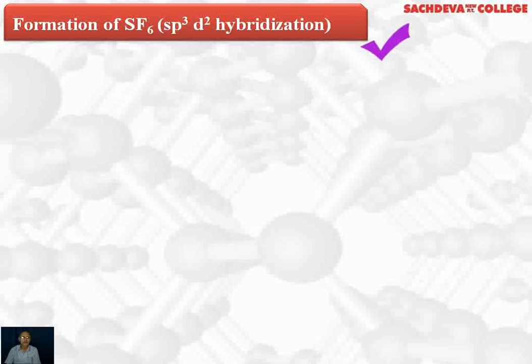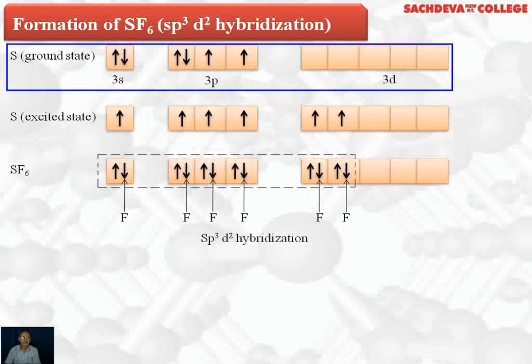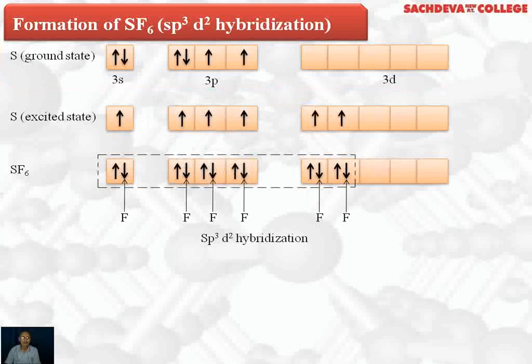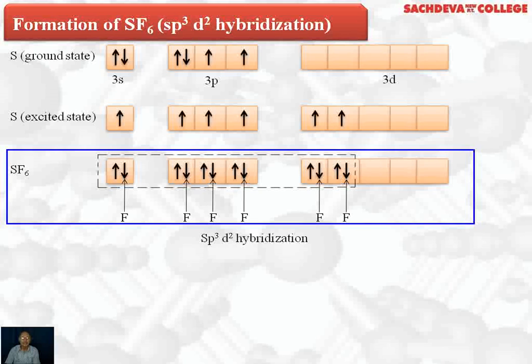Let's take up formation of SF6, sp3d2 hybridization. Sulfur in ground state has 3s2, 3p4, that is 3px2, 3py1, 3pz1 electronic configuration. This is the outer electronic configuration of sulfur. Sulfur in fully excited state will have 3s1, 3px1, 3py1, 3pz1 and the d orbitals also will have 2 unpaired electrons. These 6 unpaired electrons will overlap with 1 electron each of the 6 fluorine atoms.